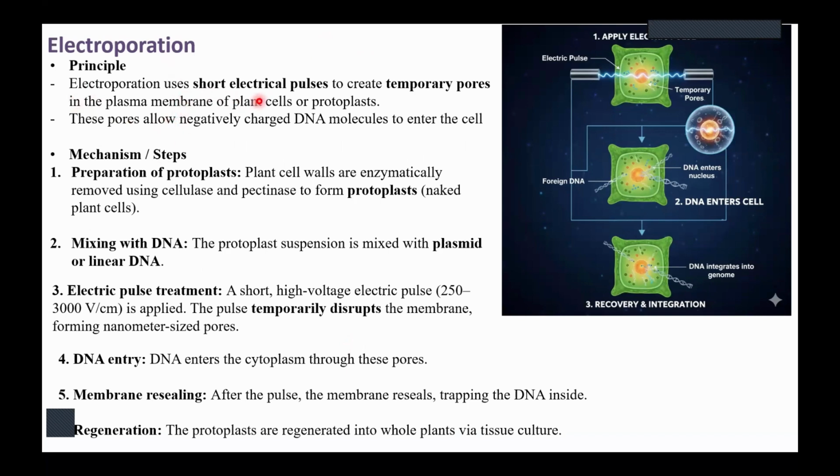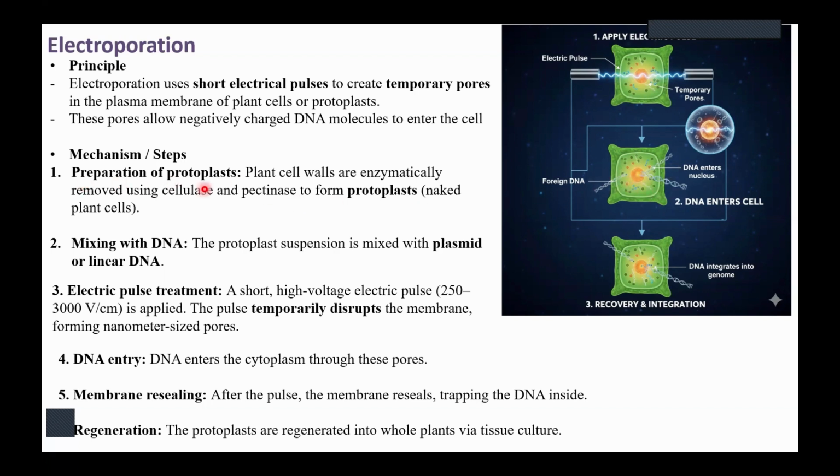In electroporation, short electrical pulses are applied to the cell, which creates temporary pores in the plasma membrane or the protoplast. So we will take our plant cell and subject it to short electrical pulses. The pulses can be given directly to the plant cell, but mostly we give them to protoplasts. So what are protoplasts? Protoplasts are naked cells that have lost their cell wall. We supply these electrical currents, which create pores that can take up the foreign DNA.